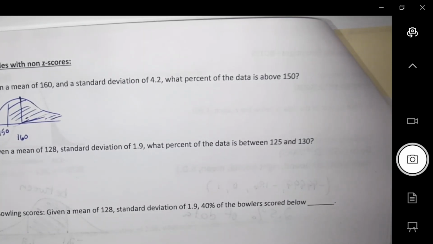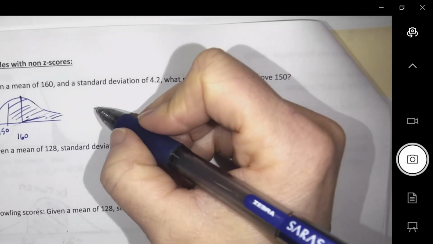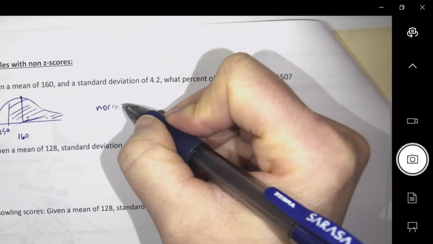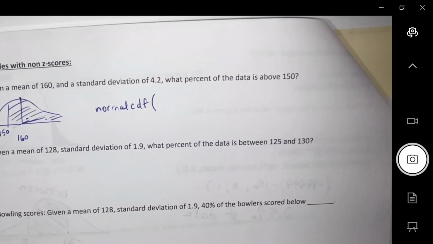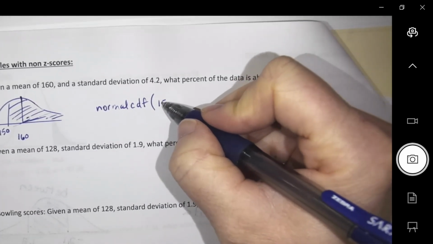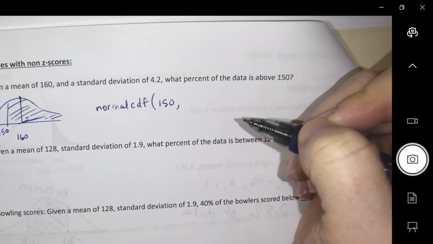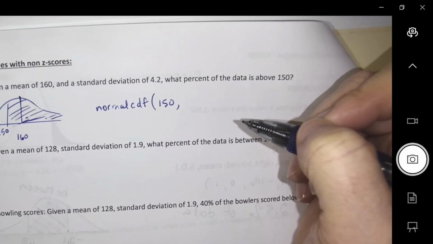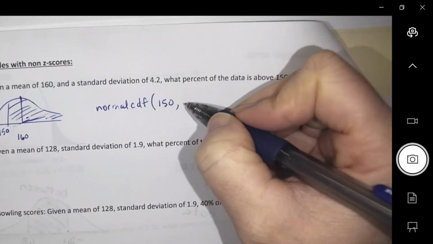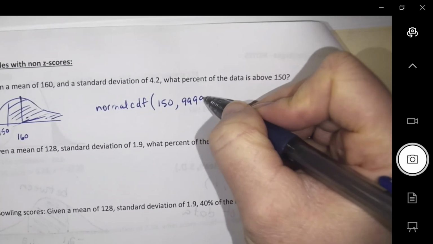Okay, we did this calculator button yesterday. Remember the normal CDF. The domain says left to right, or low to high. So what's the lowest? 150. What's the highest? We're just going to go forever. So then what do we have to type into our calculator? Just a bunch of 9s.